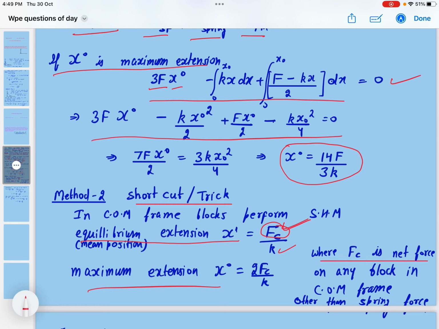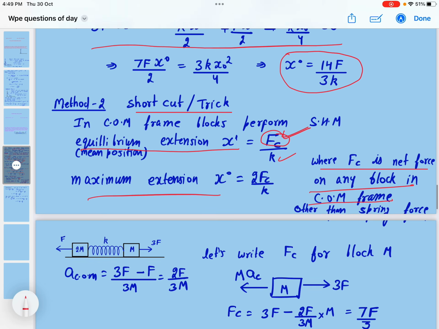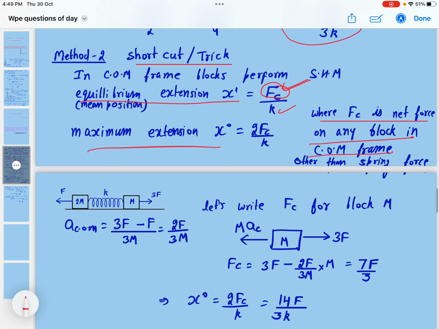Fc is the net force on any block in the center of mass frame other than the spring force, right? So other than the spring force, it is just like one block connected to a spring, and in the center of mass frame, whatever external forces act on it, the spring force is going to counter and oppose them, okay? So now if I'm using this shortcut, on any one block you can use it. Suppose on M you're writing, let's write Fc for block M. So on block M what are the forces acting? Actually the 3F force is acting, right?